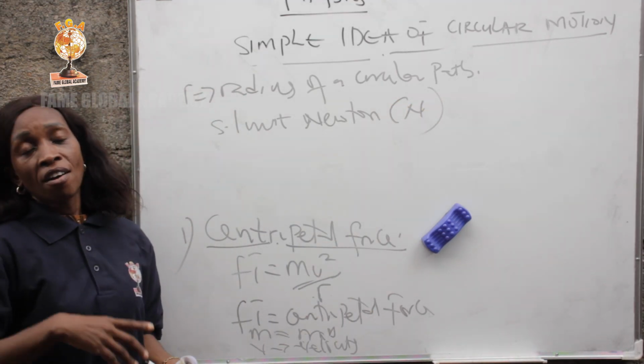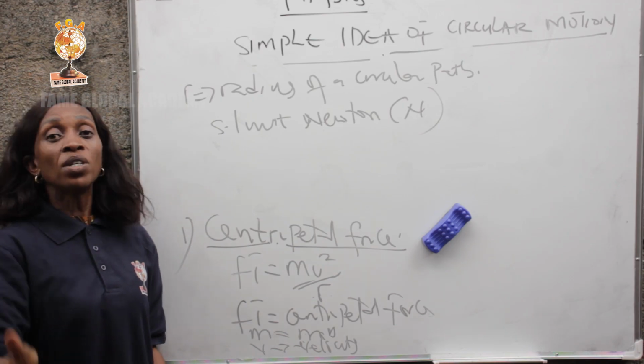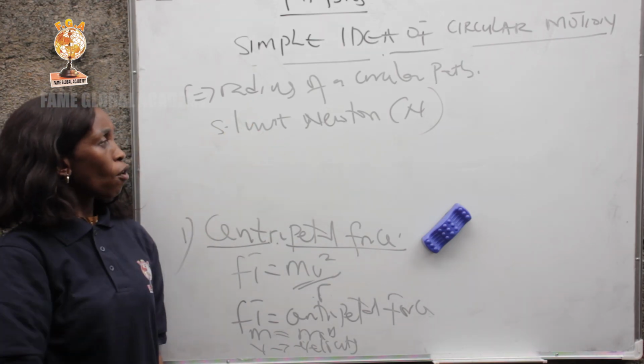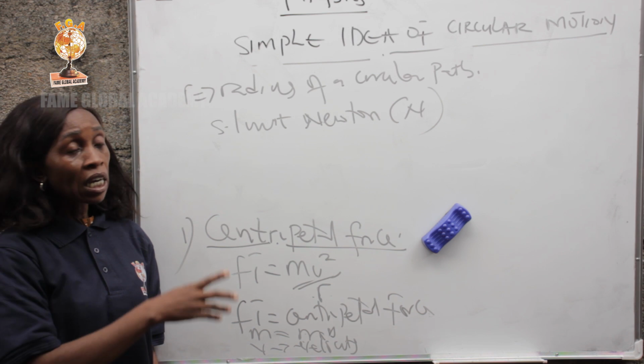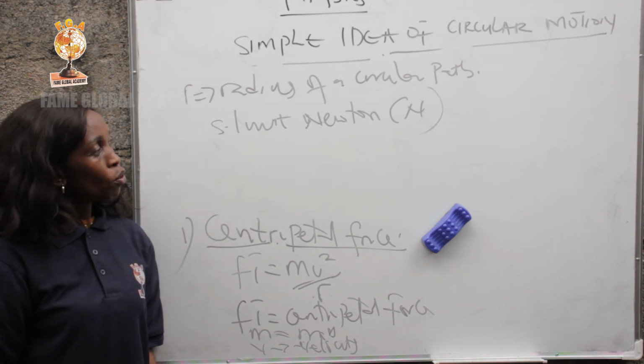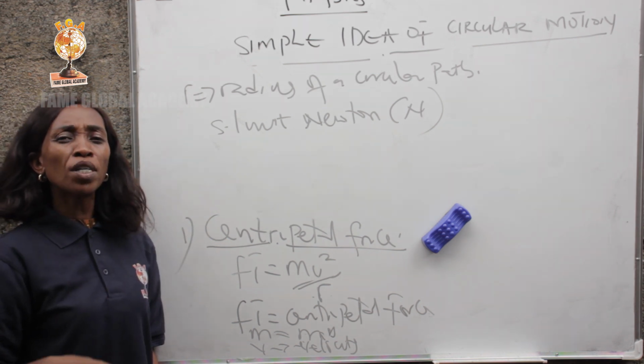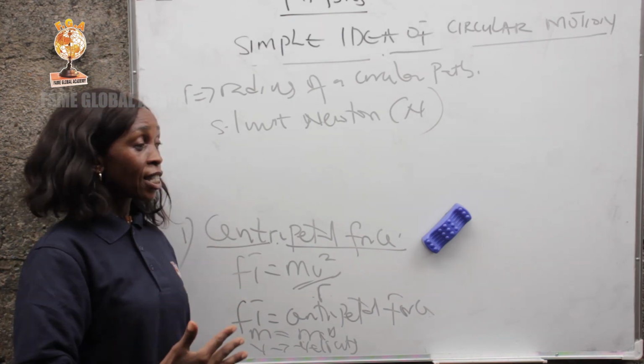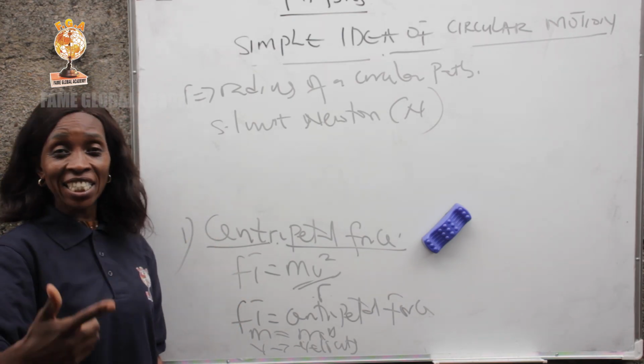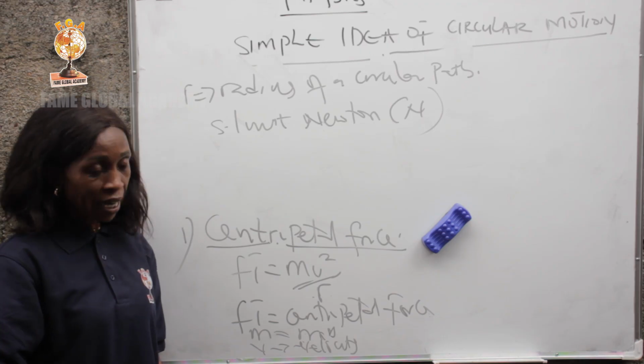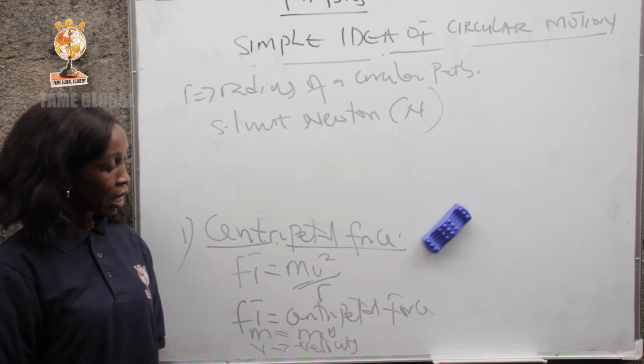Remember, we have fundamental quantity and derived quantity. When it's being derived, the SI unit for centripetal force is Newton. The inward force that keeps a body moving constantly in a circular path is a centripetal force and has a formula.